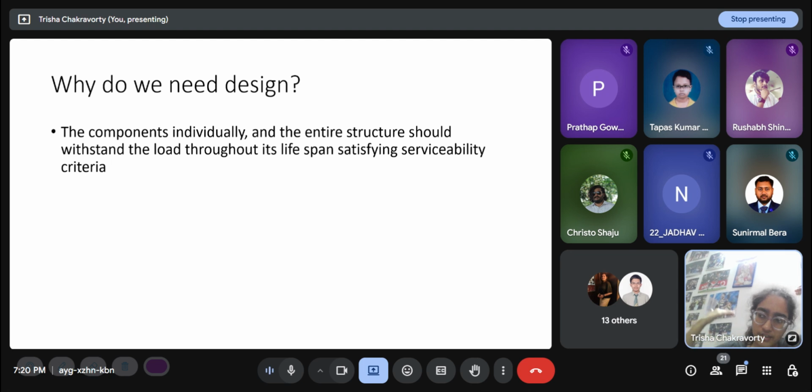So when you are standing on a building, you're standing on the slab. What the slab does is it transfers the load to the beams at its edges. Then the beam transfers it to the columns, and the columns transfer the force to the foundation, which is inside the soil, and from there it goes into the soil. So the components individually must carry out their own tasks, and then of course the entire structure should withstand the load. There are basically two aspects of it. The components individually have to do it, and the entire structure also has to do it.